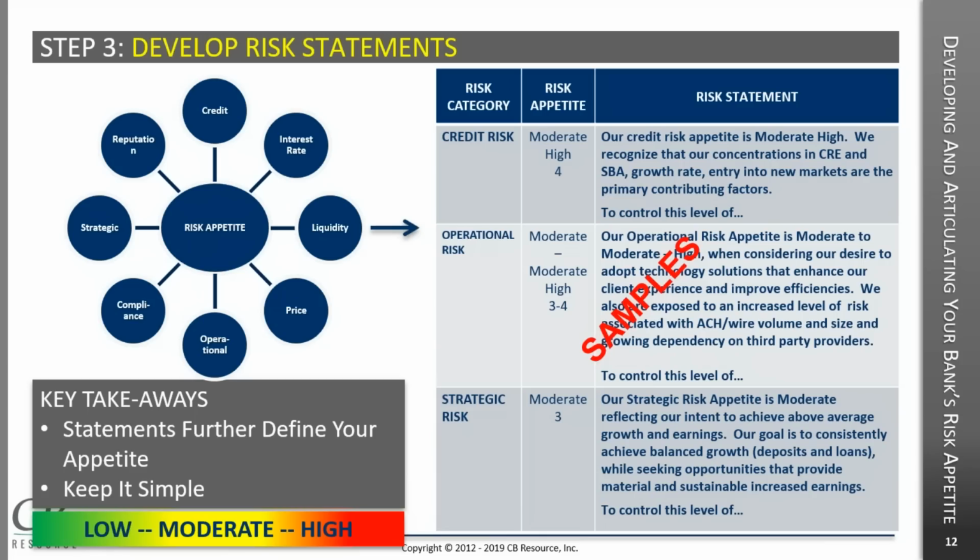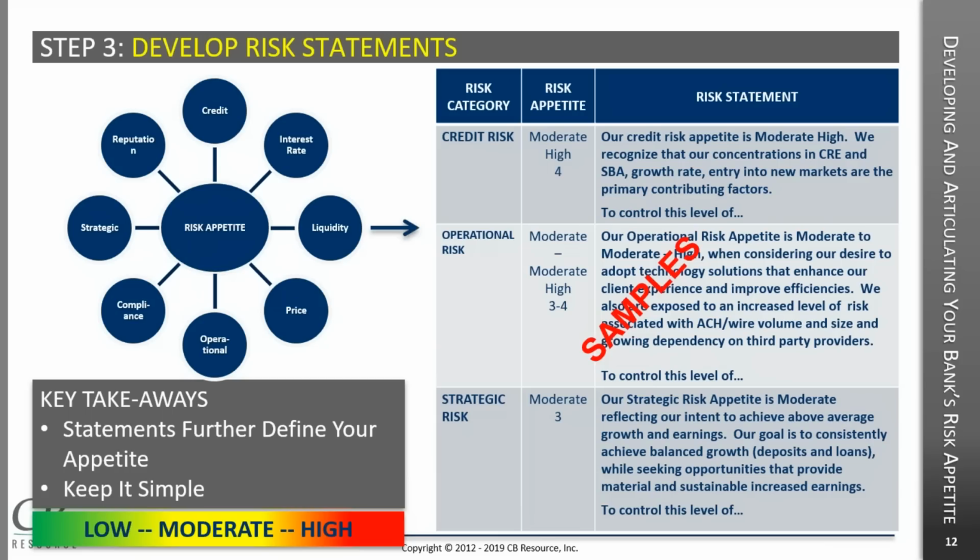But just to give you some quick examples here, we've got a credit risk one, pretty straightforward. Hey, our credit risk is moderate to high. So this individual said, hey, our bank is a 4. Our credit risk appetite is moderate high. We recognize that our concentrations in CRE, our SBA business, our growth rate, and our consistent entry into new markets are the primary contributing factors. It's a definition, right? And whatever your definition is, that's where you put what drew you to the conclusion of your risk rating. From there, just take a little time and talk about how it is you control that risk.